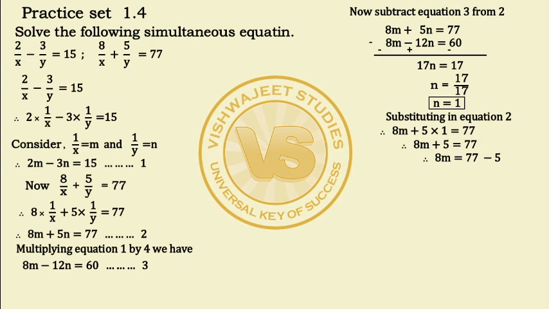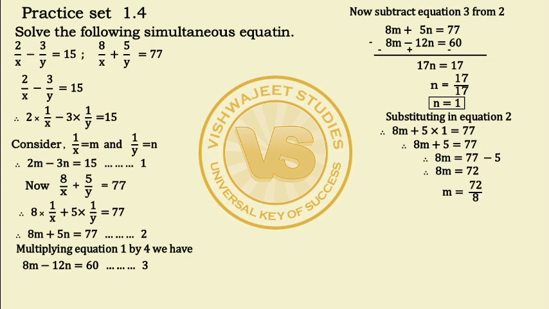Plus 5, when it goes to the right hand side of the equal sign, will become minus 5. So our step is 8m is equal to 77 minus 5. After subtraction of 77 minus 5, we get the answer 72. So, in the next step, write 8m is equal to 72.